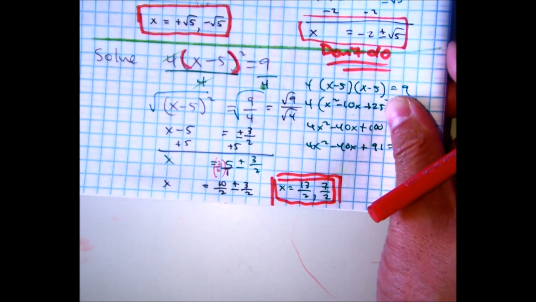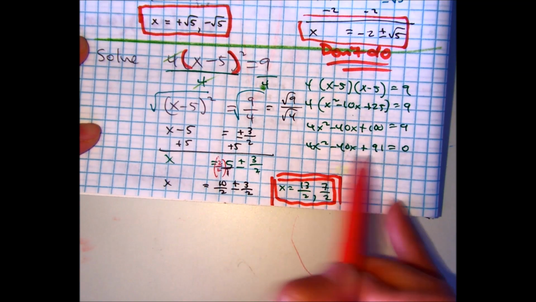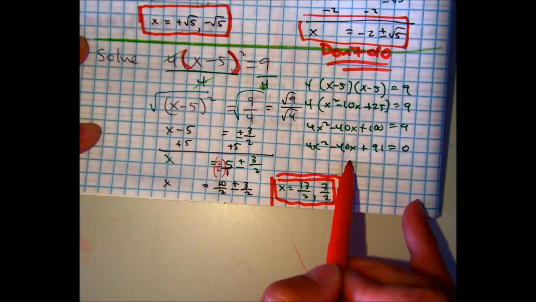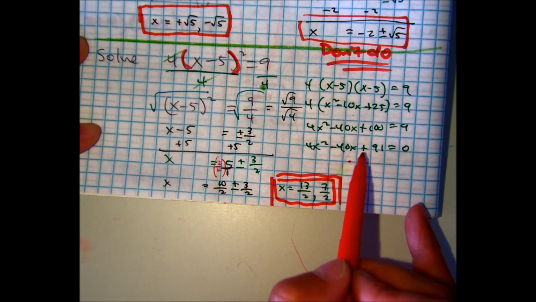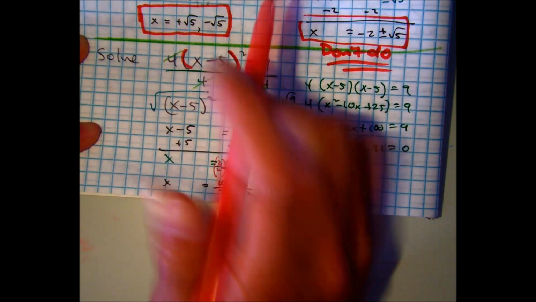Zoom out. In this problem, you could expand it and then use the quadratic formula, a pain in the butt, right? Really long, but it gets you the answers. Or in this problem, you can take advantage of the square root method.